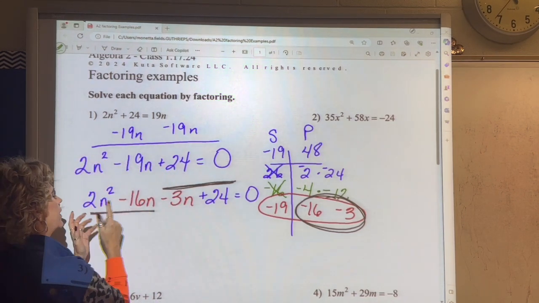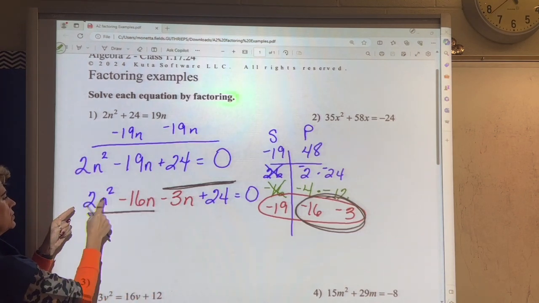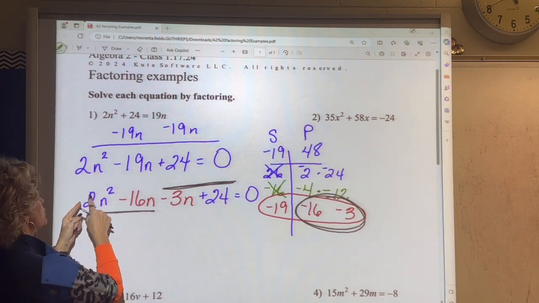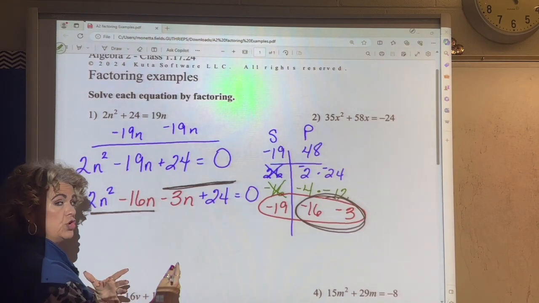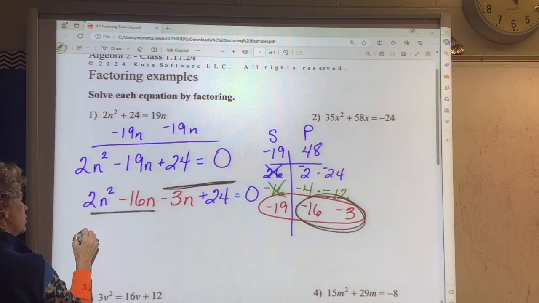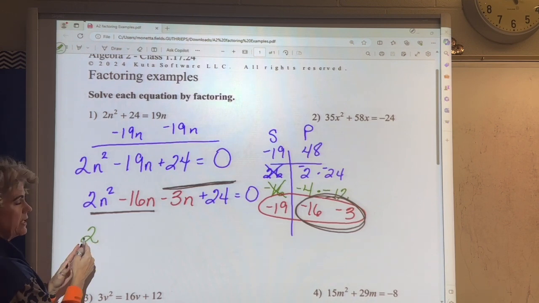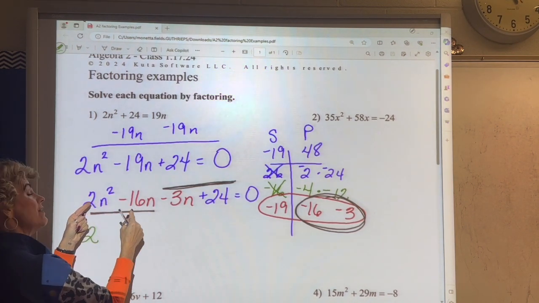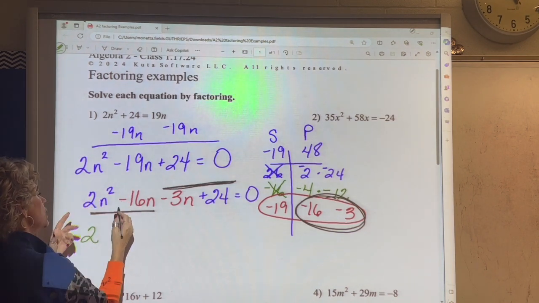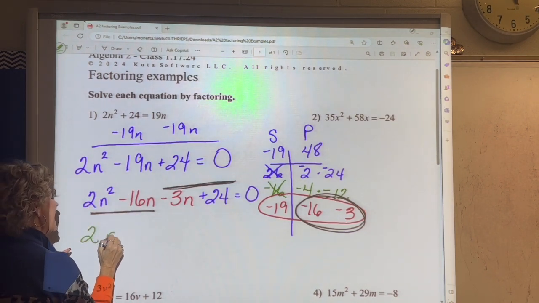So 2n squared minus 16n. 2 goes into 16, so 2 goes into both of those terms. So 2 is a common factor. So using green, I'm going to put my 2 out here. This has n squared, this has n. They still have an n in common. So I can take a 2 and an n out.